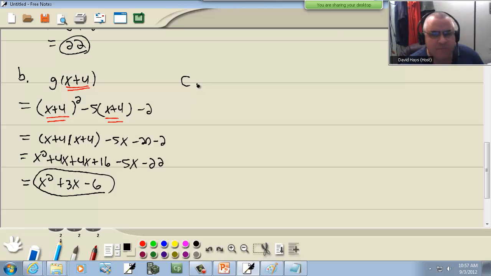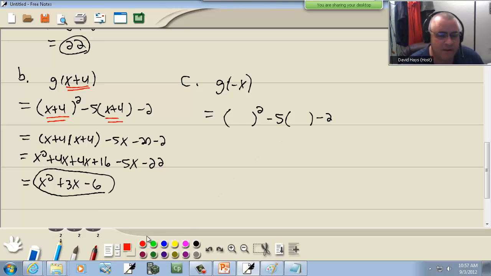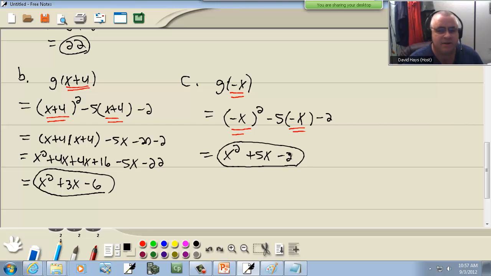Now C. I want to find g of negative x. It doesn't matter what's inside the parentheses. It's still exactly the same steps. We're going to go through and replace our x with parentheses. Everything else remains as is. Whatever is inside the parentheses right here is what's going to go in down here. So it's negative x, so we'll plug in negative x. Now negative x squared is a positive x squared. Negative x times negative x. Negative 5 times negative x gives us a positive 5x, and then minus 2. And that's our answer.